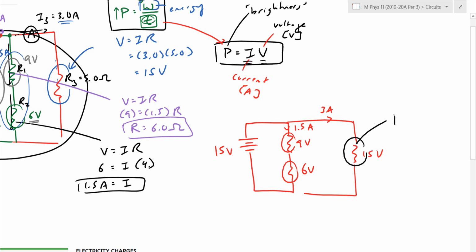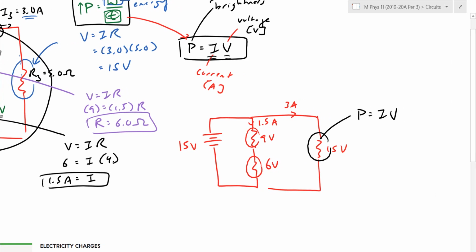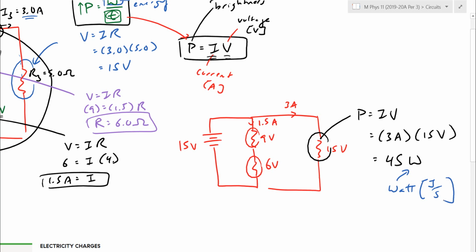Just like Ohm's law was applied to each circuit component one by one, power is also like that. For power here, I have 3 amps, and I'm going to use up all 15 volts that I got from the battery. My brightness is going to be 45 W. I'm going to remind you the unit is W. W is a watt, and a watt is a joule per second. After every second, it delivers this many joules worth of energy.